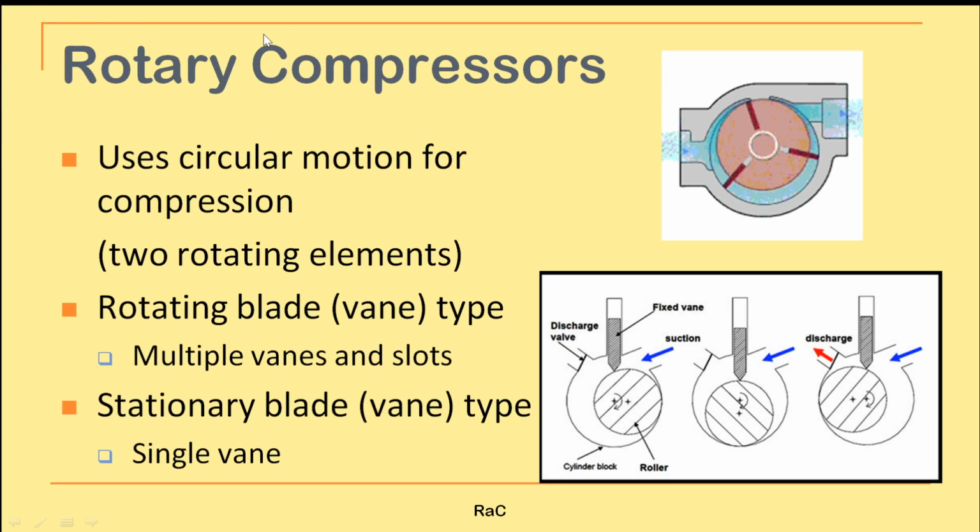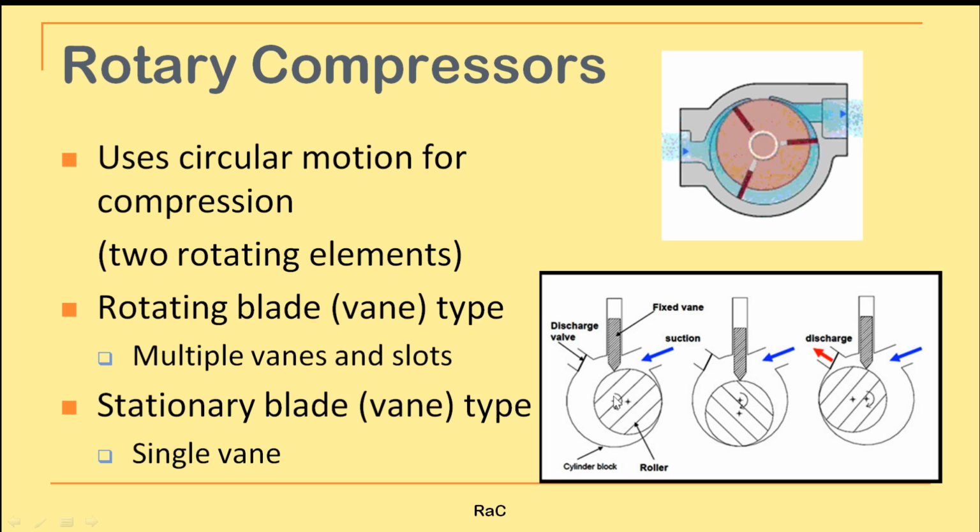Now coming to the rotary compressors, there could be moving vane compressor and stationary vane compressor. So in this case, the second one, the vane is stationary, but here you can see in this animation the vane is moving in and out in this slot. The vanes are moving in and out of their slots when the rotor is rotating. As a result, the compression happens and it is discharged. This is the inlet and this is the outlet.